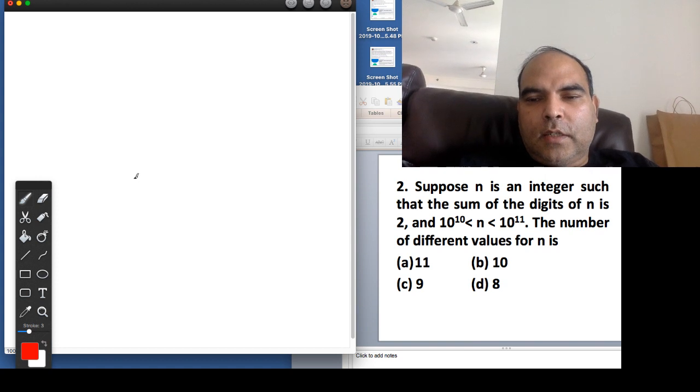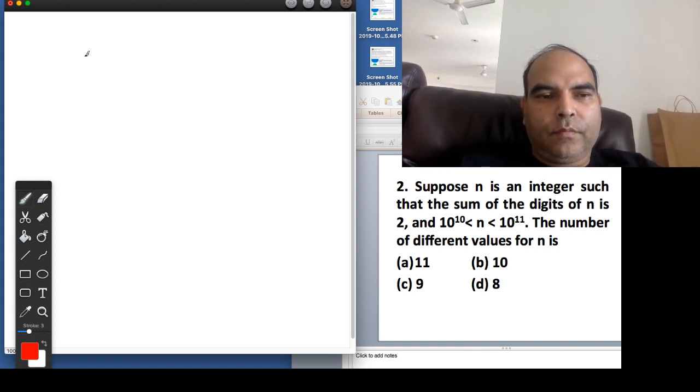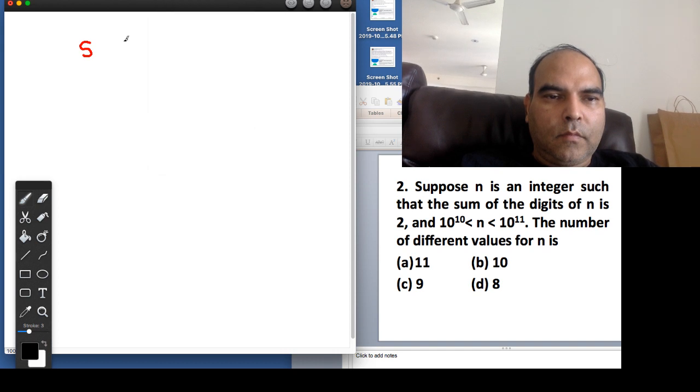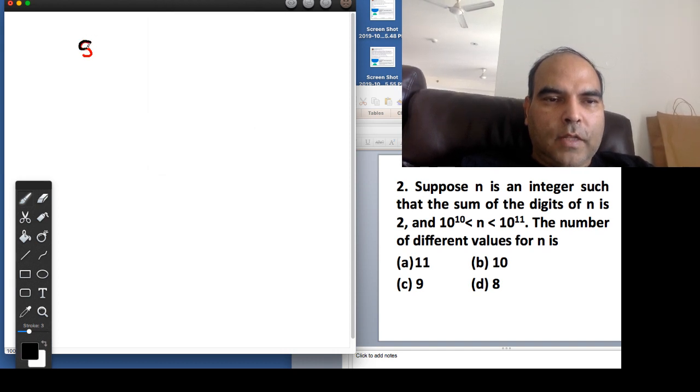So this question says, suppose n is an integer such that the sum of digits of n is 2.